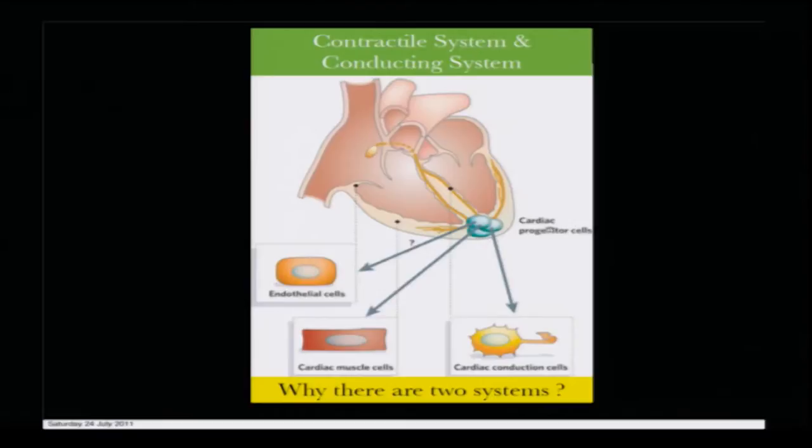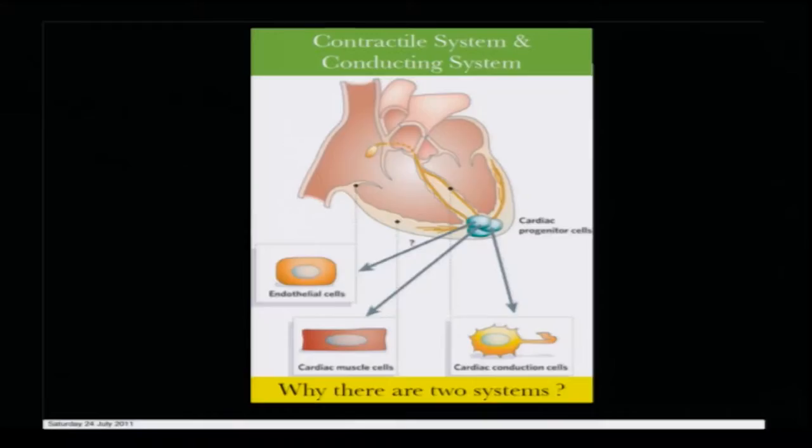these cardiac progenitor cells. These cardiac progenitor cells could be implanted at specific sites, where they will eventually incorporate or form the contractile element, which will lead to the repair of that particular part of the tissue which is getting damaged. Okay, this is one route.